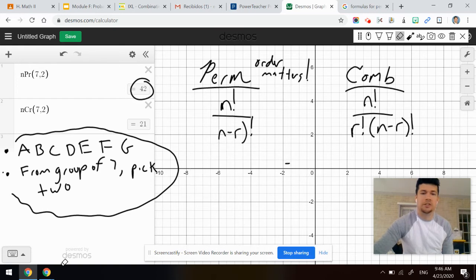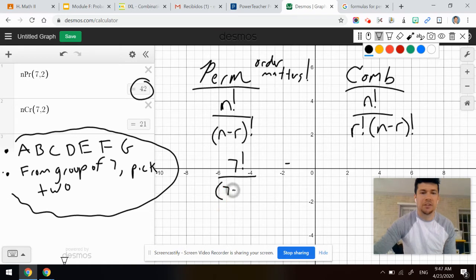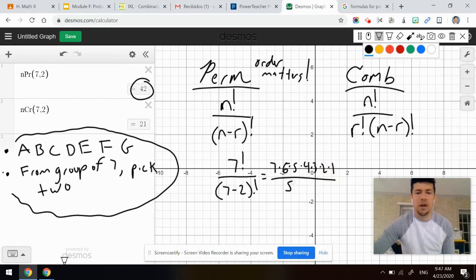right here is if I use my formula to work it out by hand, I'm going to do n factorial, where n is how large my group is, so that's 7 factorial divided by n minus r, so 7 minus 2 factorial. Which means 7 factorial basically means this: 7 times 6 times 5 times 4 times 3 times 2 times 1, and that's divided by, well, 7 minus 2 is 5, so 5 times 4 times 3 times 2 times 1.